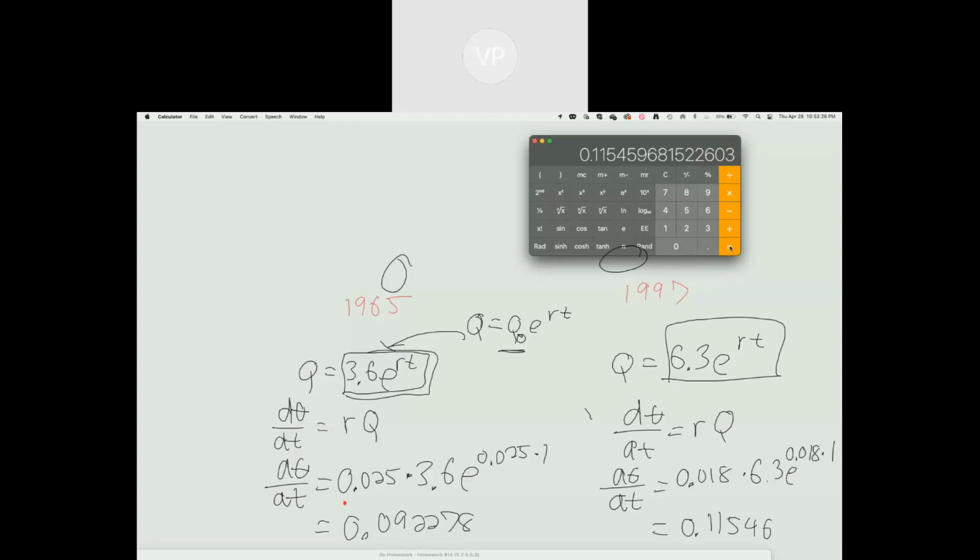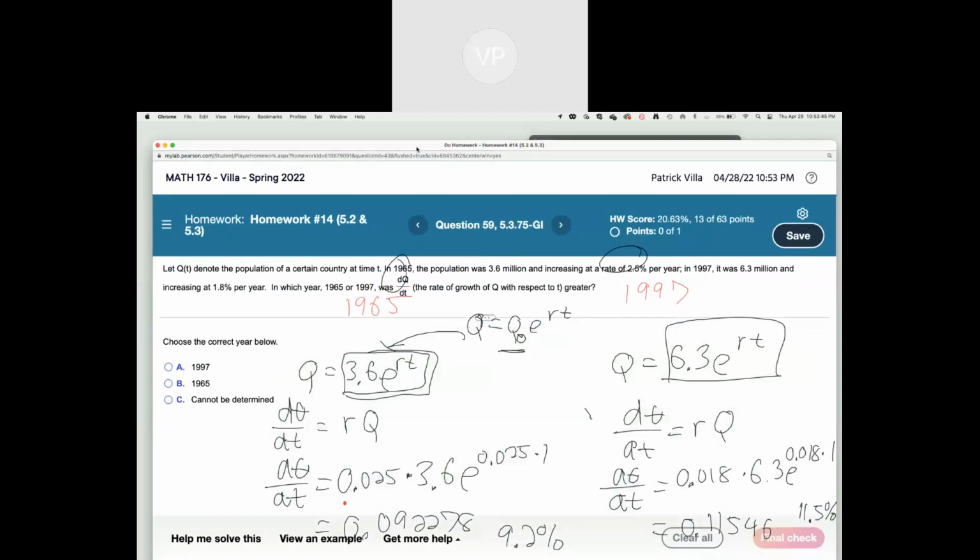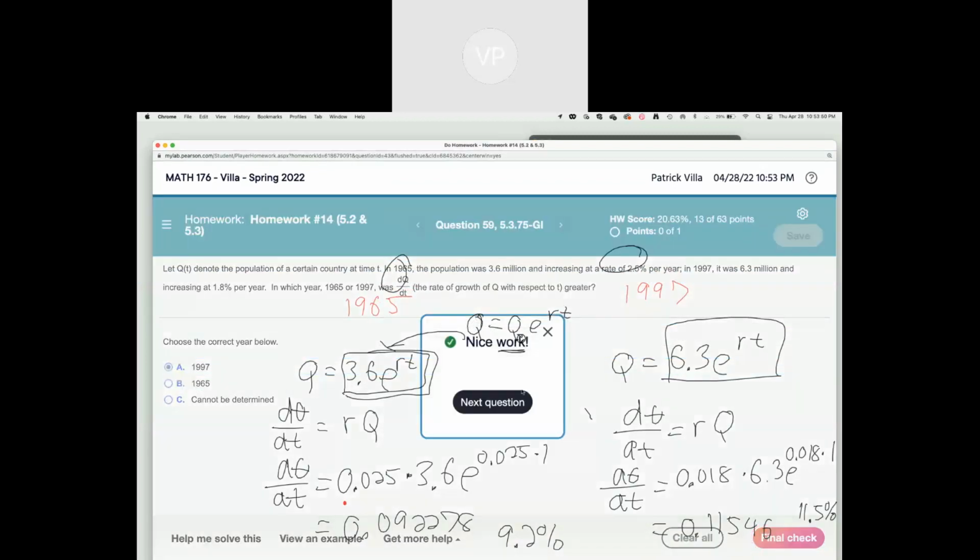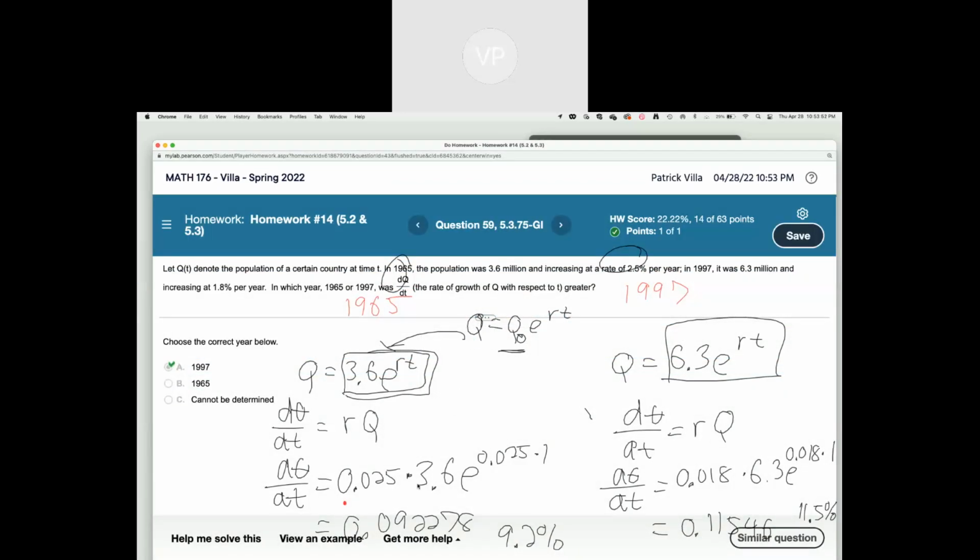So this is essentially 9%, 9.2%. Let me just round that right there. This one is 11.5%. And that's all we need to know. Which one of these is growing faster? Well, it's going to be the 1997, I think. And that's it right there. That's our official way to tell.